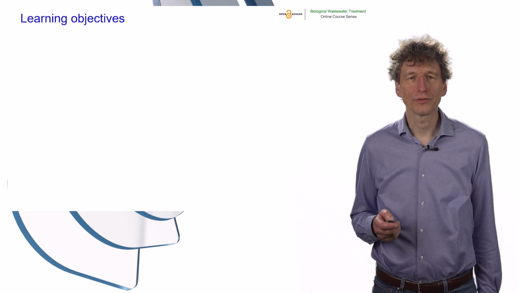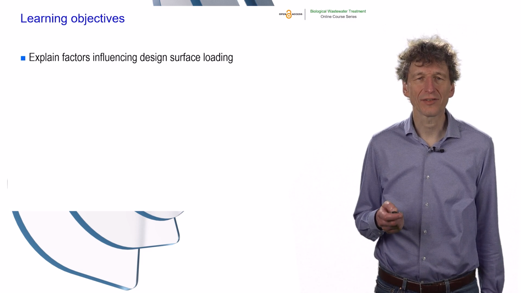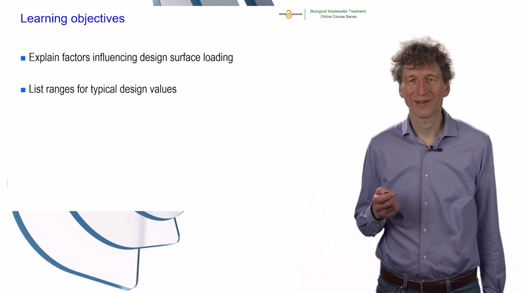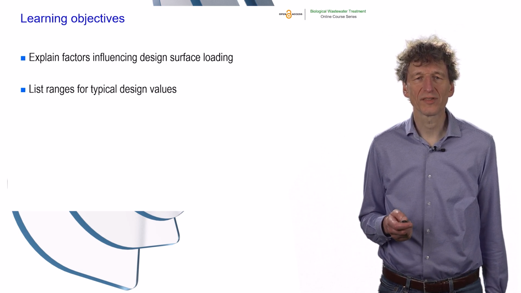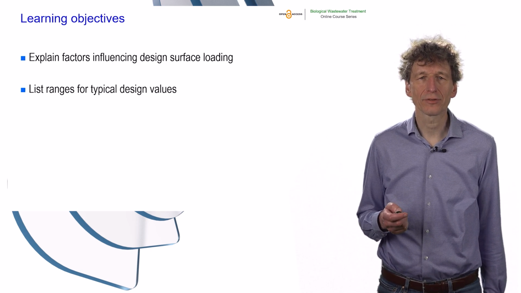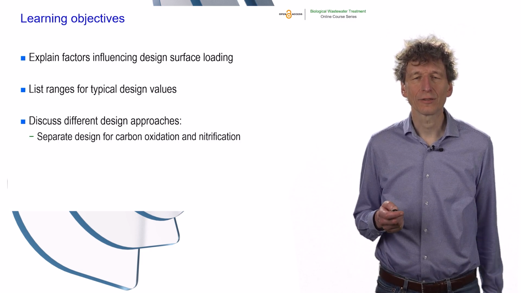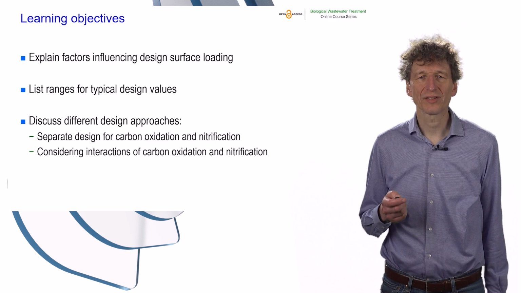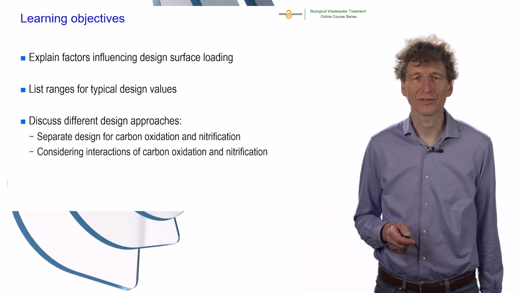At the end of this module, you should be able to explain factors influencing the choice of appropriate design surface loadings, and then list ranges for typical design values for carbon oxidation and nitrification. Design surface loadings will be in terms of BOD and ammonia surface loading rates. Finally, you should be able to discuss different design approaches. First, separate design of carbon oxidation and nitrification. Second, considering interactions of carbon oxidation and nitrification for different bulk phase oxygen and loading conditions.